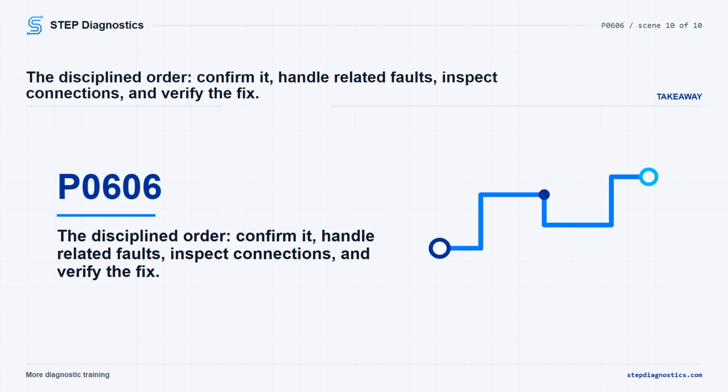The takeaway on P0606 is to prove the code is active. Clear out related cam, crank, or low voltage direction first. Inspect the harness connections carefully, and only then move to the PCM path if the fault returns.